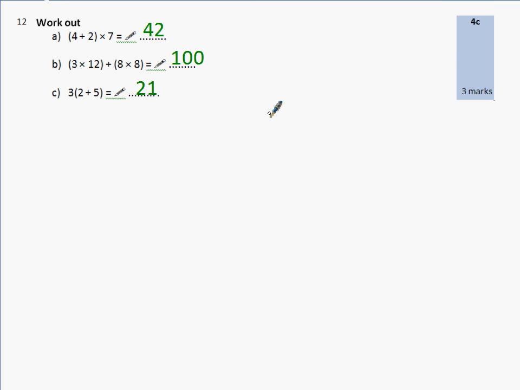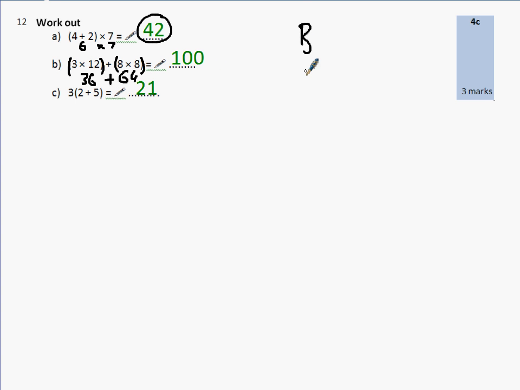Right, a bit of BIDMAS for you. We do the bit in brackets first, so we work that out and you get 6, and then times it by 7, and you get 42. For these two brackets, what do you need to do? You work them out separately before you do the bit in the middle, which is add. So working them out separately, you find that this is 36, you find that this is 64, and then you add them. 36 plus 64 is 100.